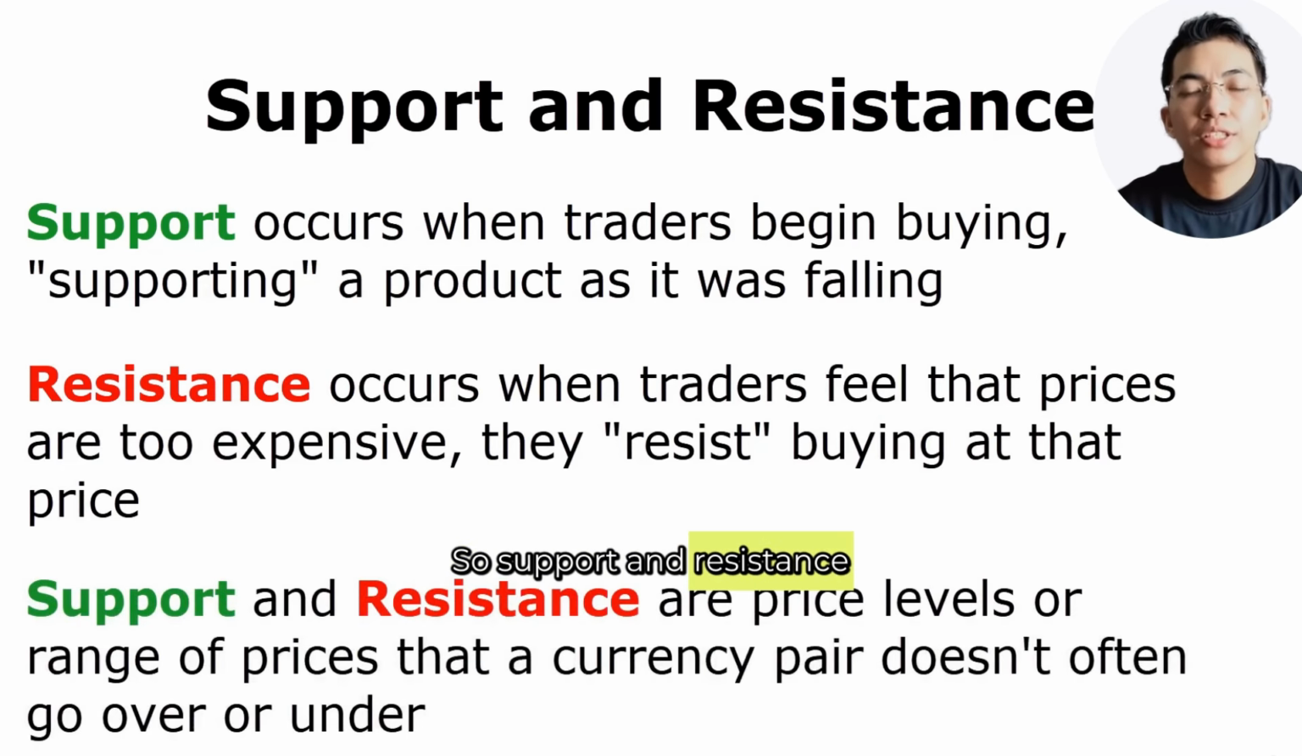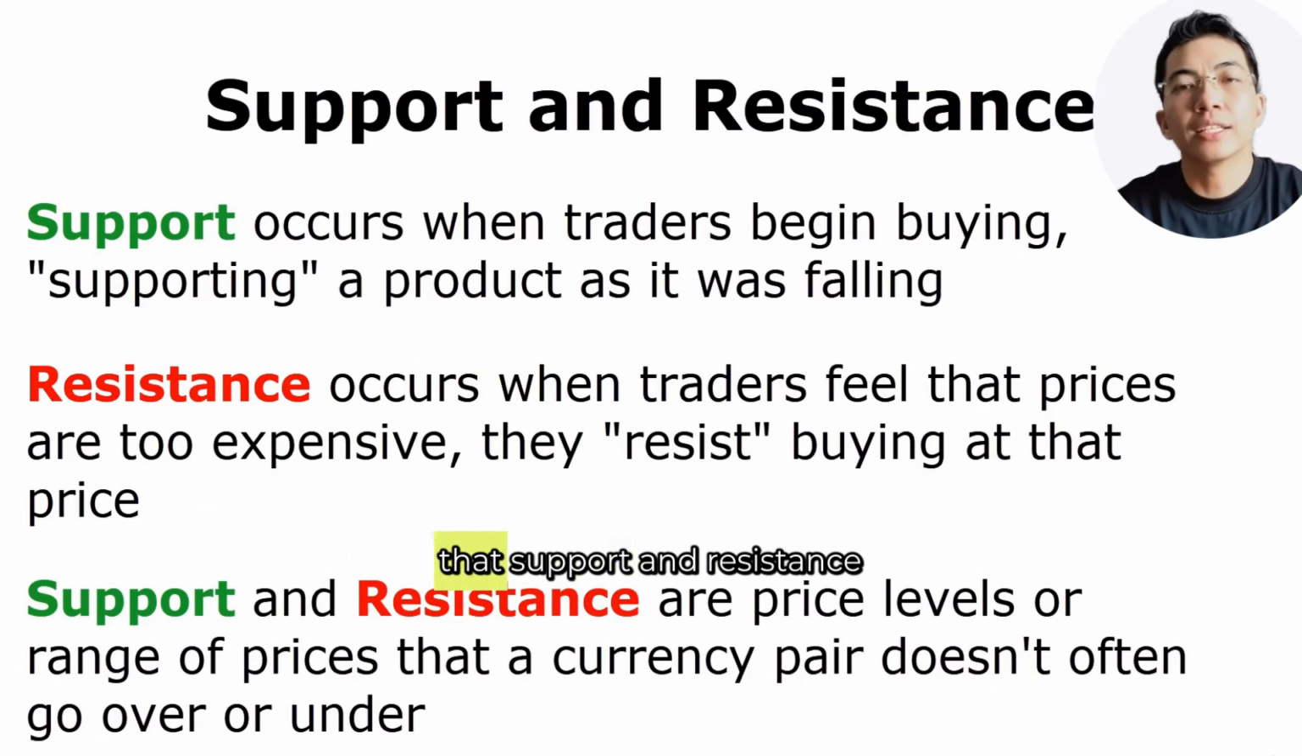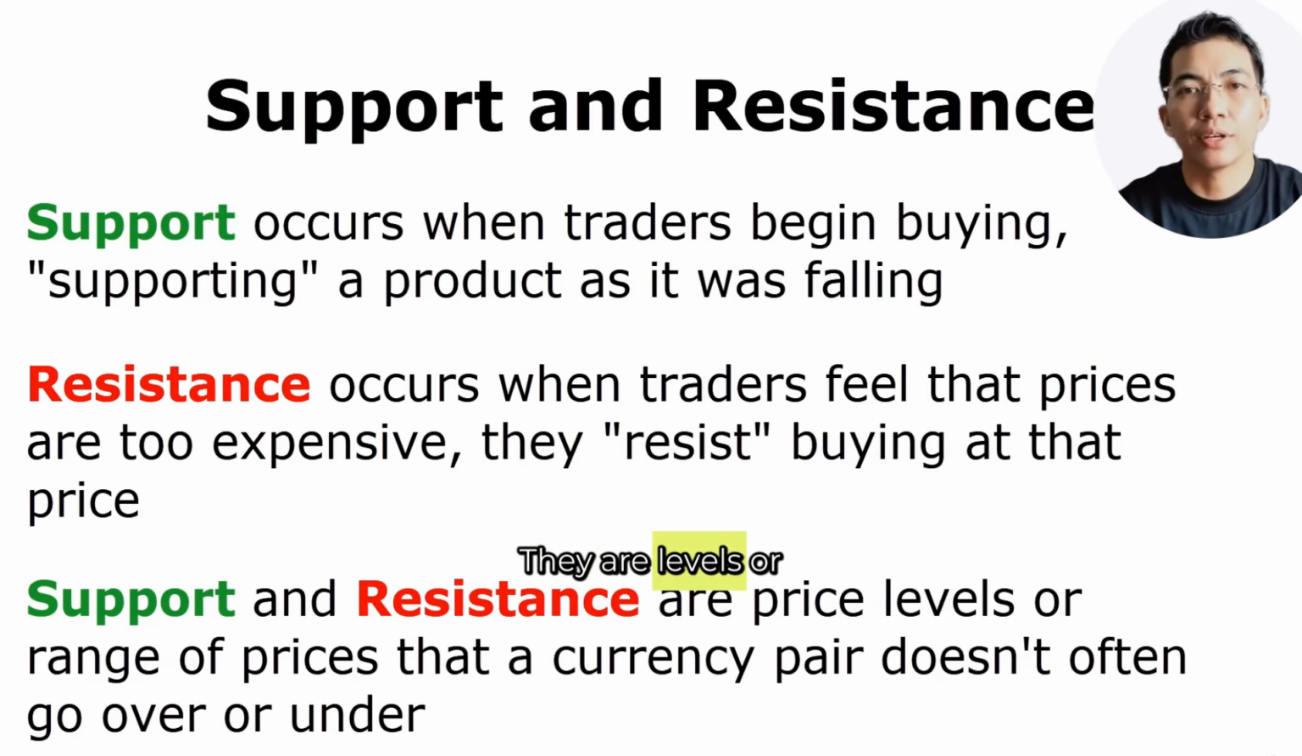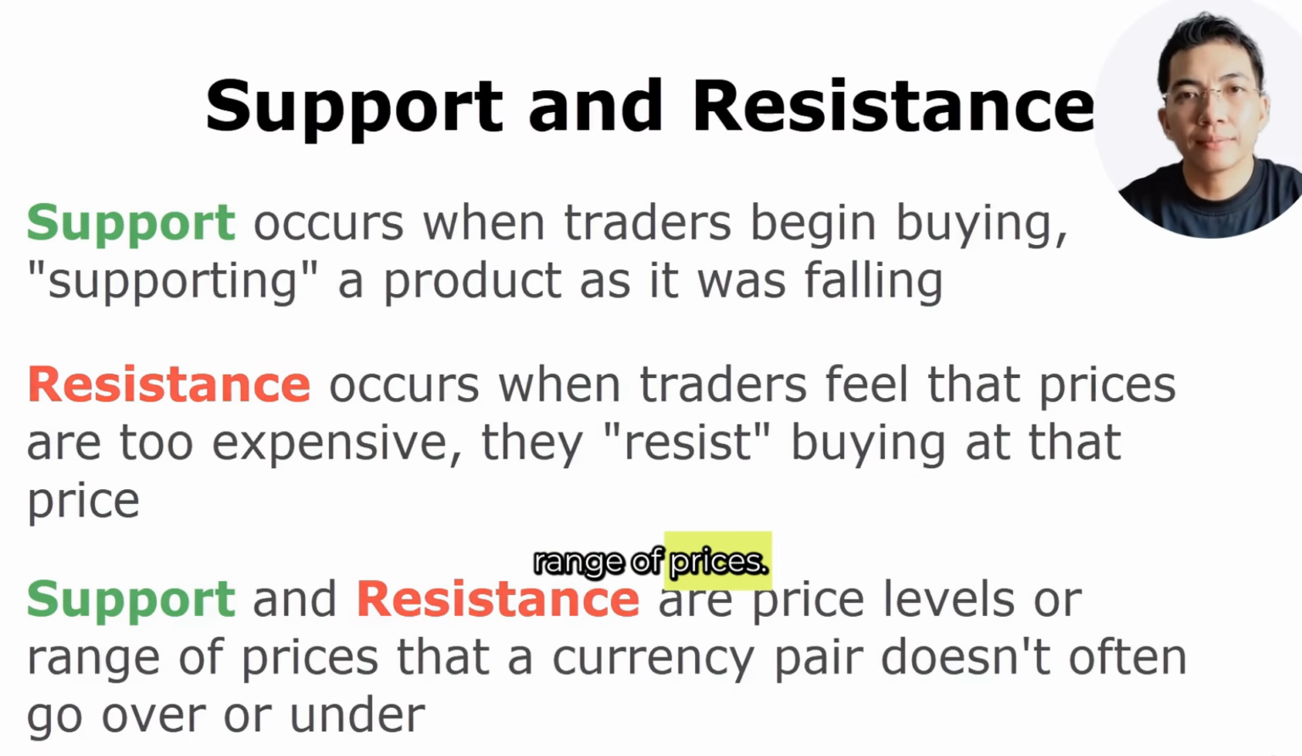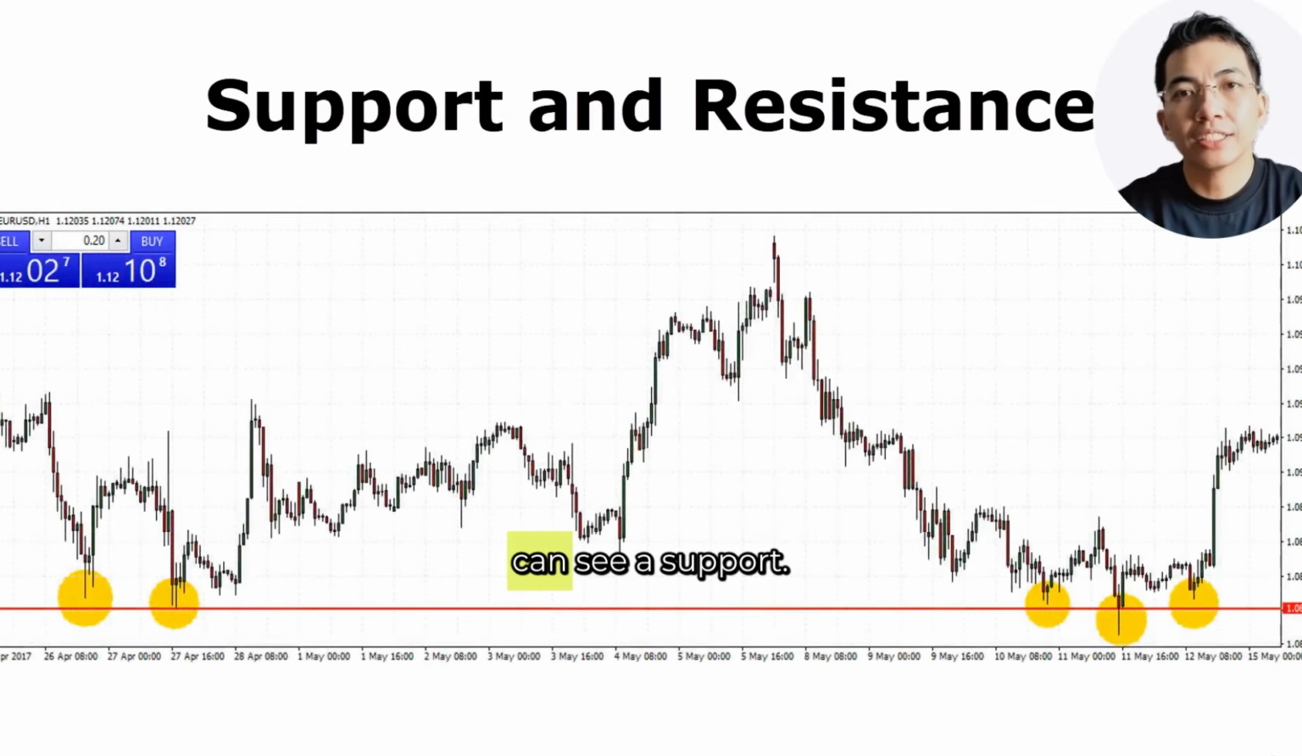So support and resistance are price levels or ranges of prices that a currency pair doesn't often go over or under. The first important thing you should notice is that support and resistance are not exact numbers, they are levels or ranges of prices. In this example, we can see a support. The price clearly struggles to go under 1.0850. So we say that 1.0850 is a support level.